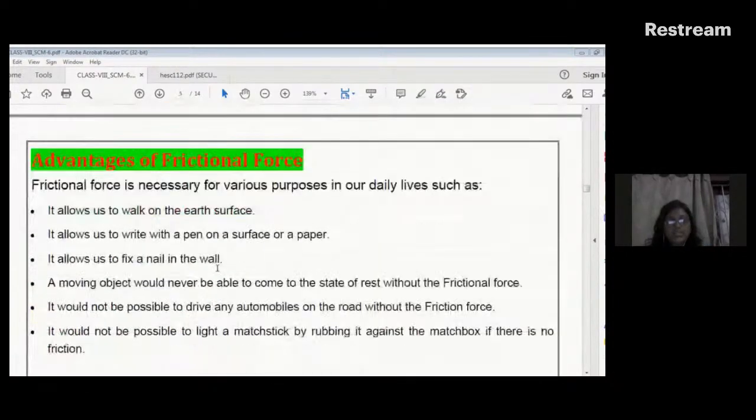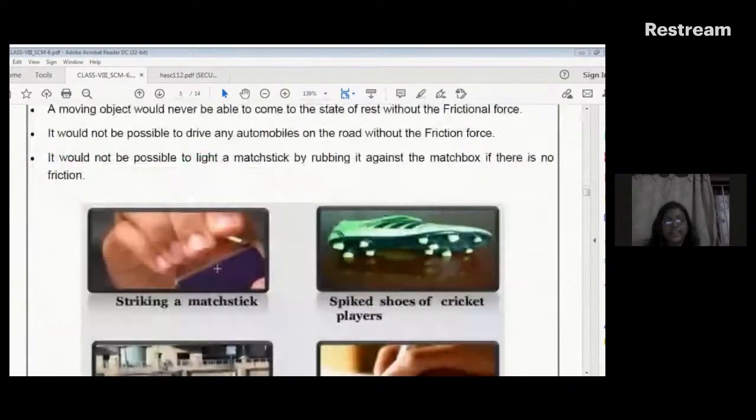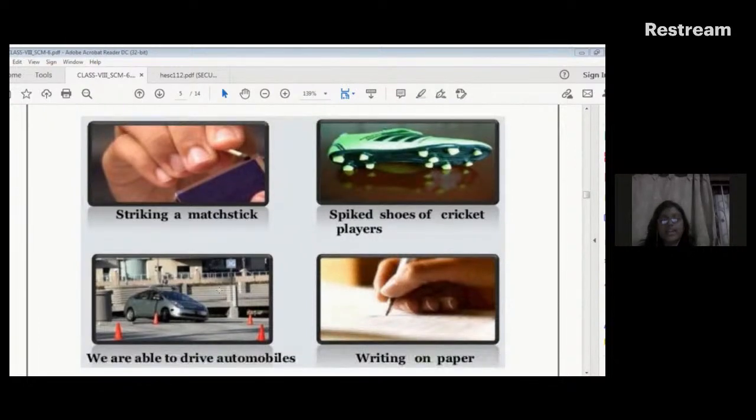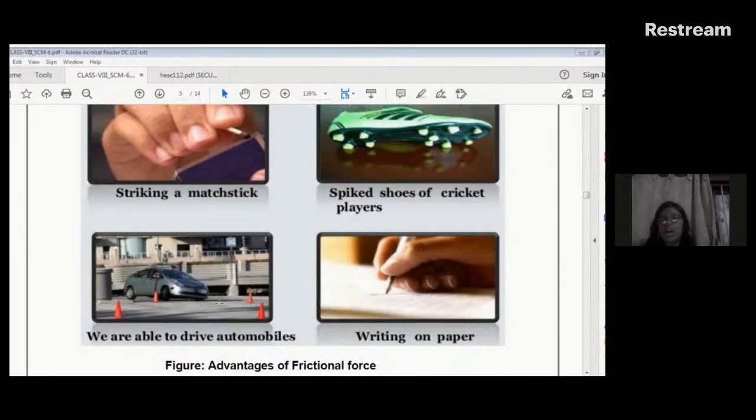Here I'll show you the advantages, and here is the picture of striking a matchstick, spiked shoes of cricket players. We are able to drive automobiles, cars, vehicles, and write on the paper. If there is no friction, we won't be able to write with the pen. We will not be able to pick up the pen. These are the advantages of frictional force.